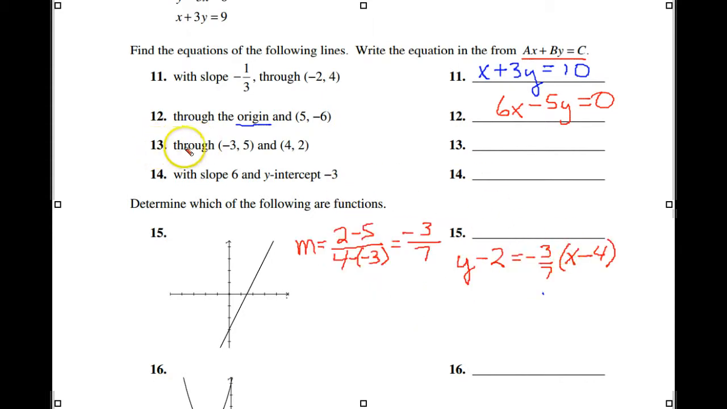As we work on example 13, we have 2 points, so we have to find the slope. And our slope is a negative 3/7. I'm then using formula 4. You might say, which points do I use? Well, I'm using this set. So my y is a 2, so negative 2, and my x is a 4, so negative 4. Now, we have to put it eventually in standard form, so I'm going to get rid of the fractions right away by multiplying every term by 7.